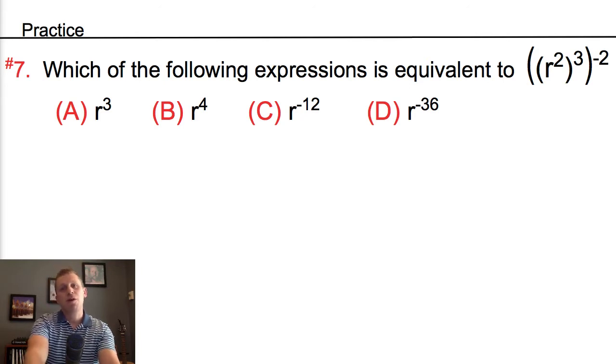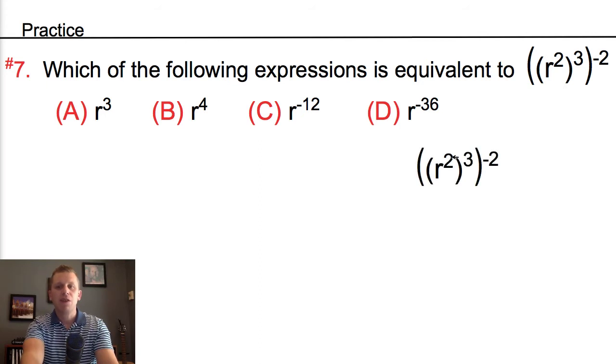Well, this is a two-part problem here. What I have to do is take care of the inside first, and then I'll take care of the outside. Let's rewrite the problem. Here, when you take a power to a power, I have to multiply. So 2 times 3 would be r to the 6th.